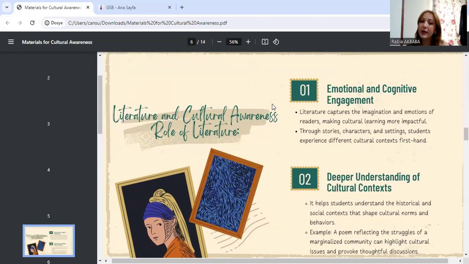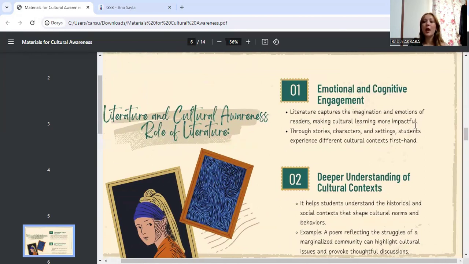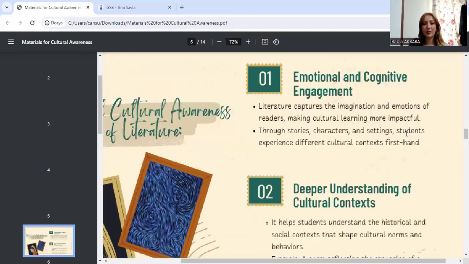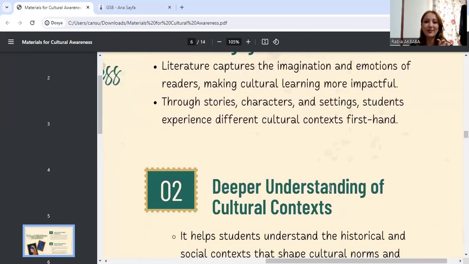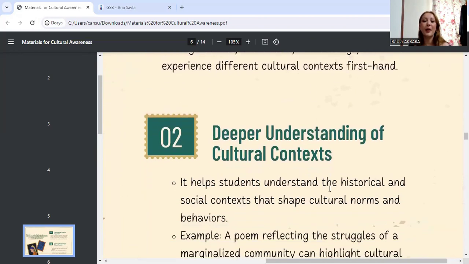Literature and cultural awareness, role of literature. Emotional and cognitive engagement. Literature captures the imagination and emotions of readers, making cultural learning more impactful through stories, characters, and settings. Students experience different cultural contexts firsthand. And if you find an interesting story for students, then everything's done. They just want to know everything about it.